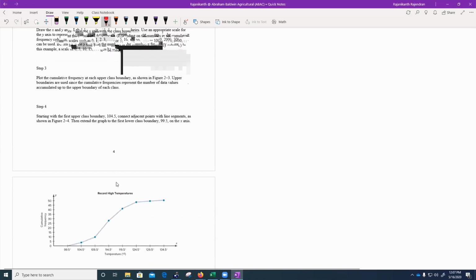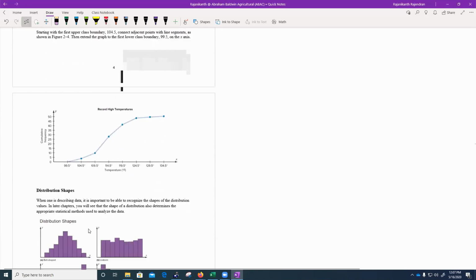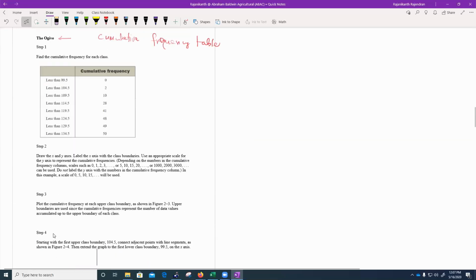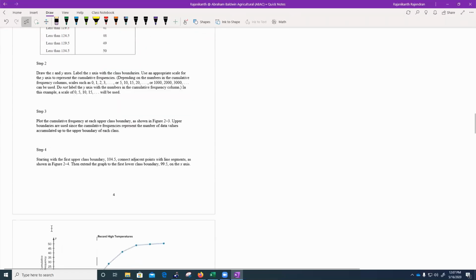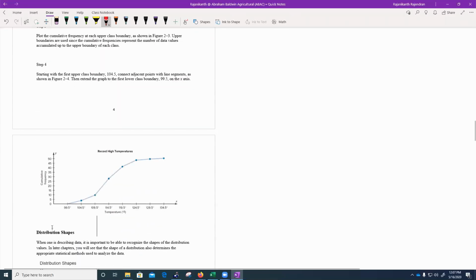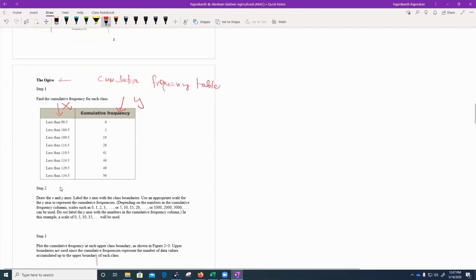Okay, so these all describe the steps on how to draw an ogive. So this is an ogive. Take your x-axis as your first column. That is my x values, and your cumulative frequency is going to be your y values. And plot the points against these two values. The next point will be these two, and so on.